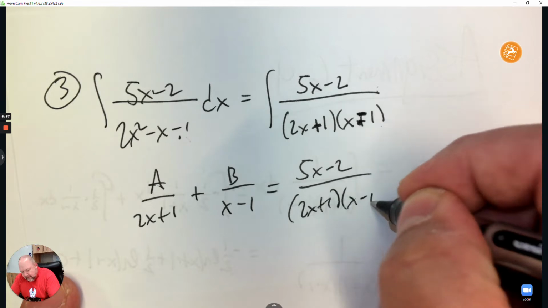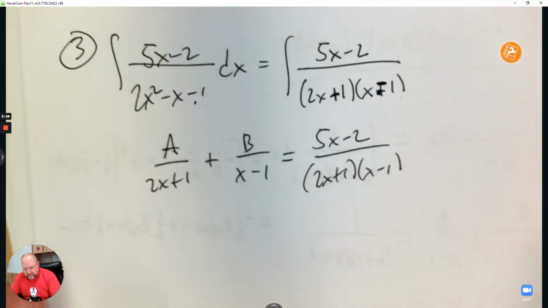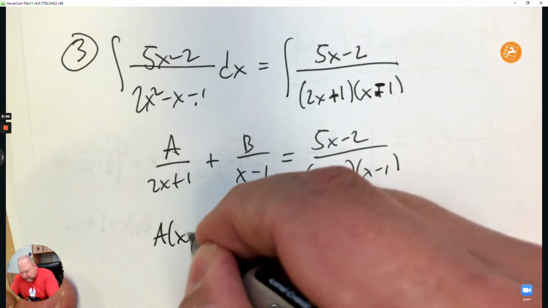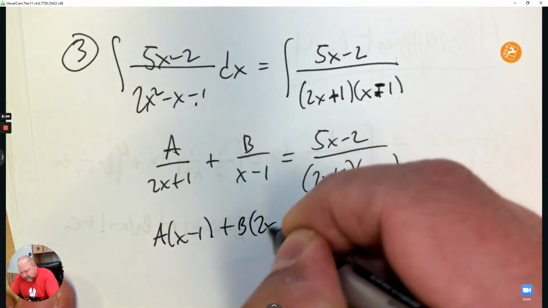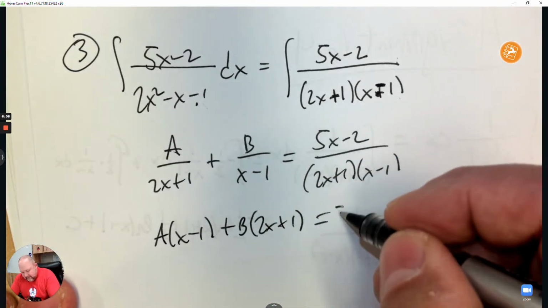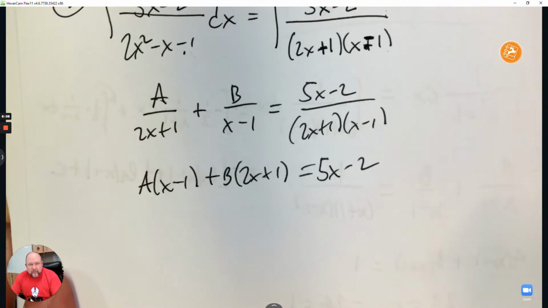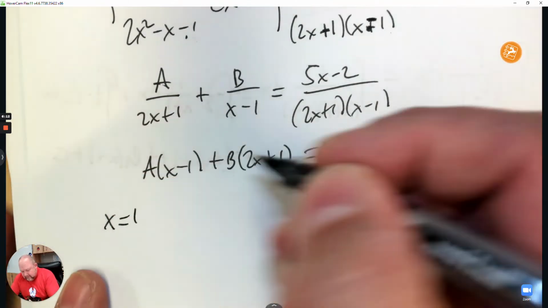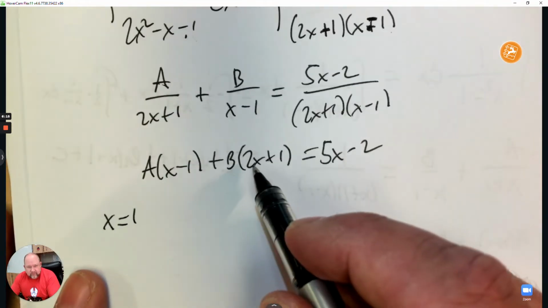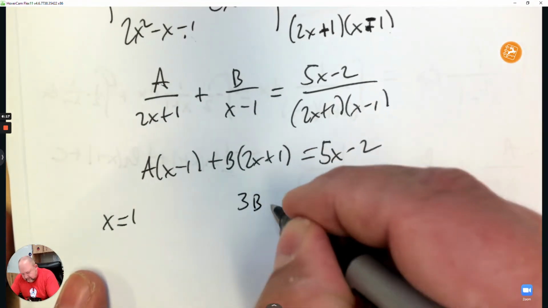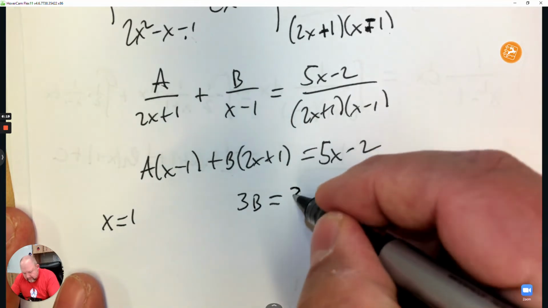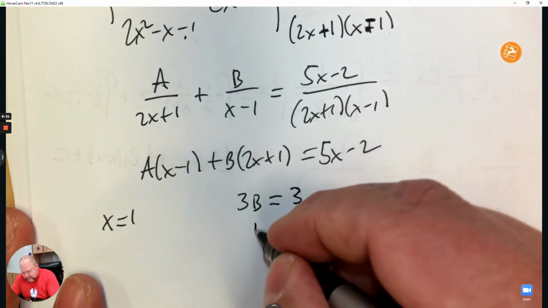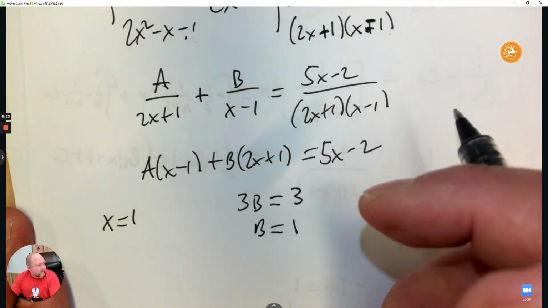And we're going to find what a and b equal, so I can integrate it. So a is going to use x minus 1, b is going to use 2x plus 1, and I'm going to make that equal to 5x minus 2. We're then going to use the zeros. So positive 1, that's 0, that's 3b equals 3. So when you plug in 1 for x and then divide, b is equal to 1.